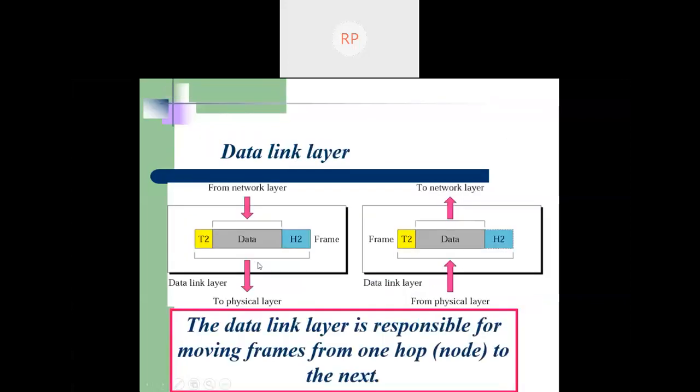And the last layer. So this is the representation of the data link layer: T2, data, H2, a frame, which is nothing but the whole packet, and that is transferred to the physical layer. How to transfer? The data link layer is responsible for moving frames, after adding H2 and T2, hop by hop. A hop is nothing but from one node to the next node.